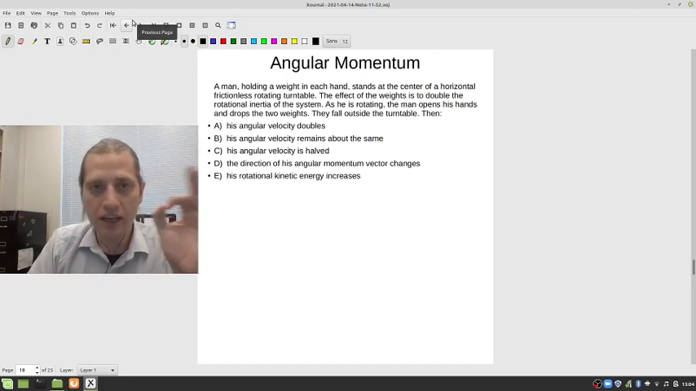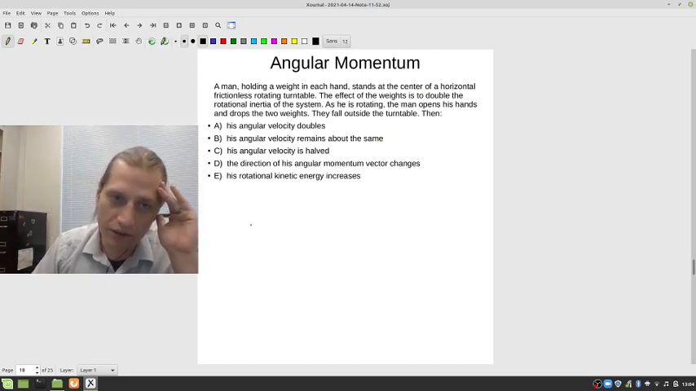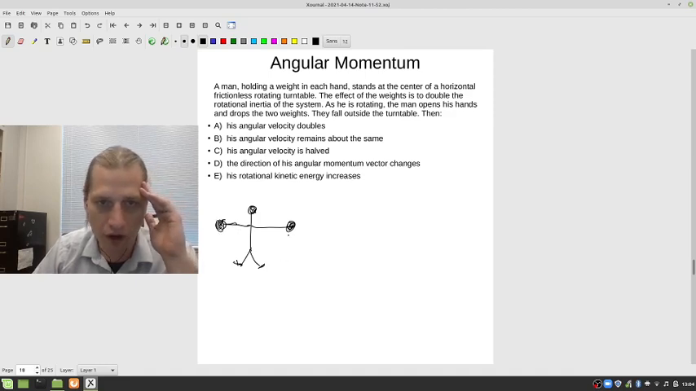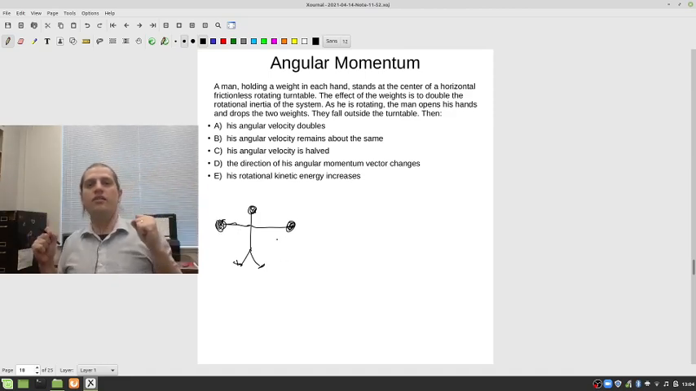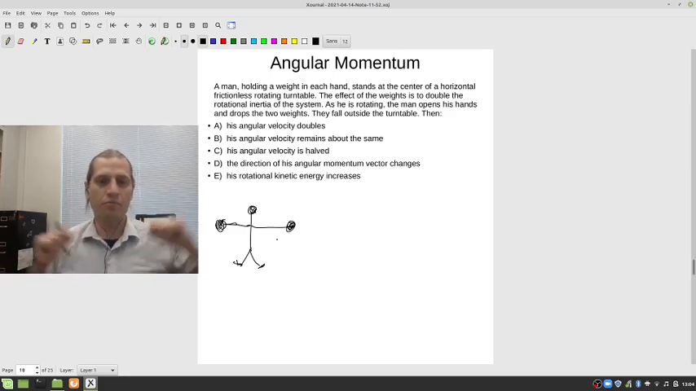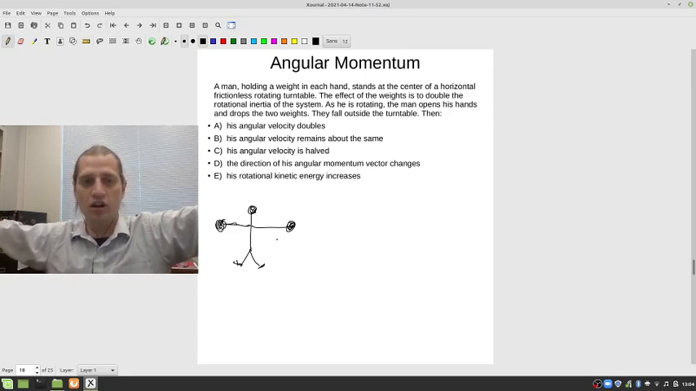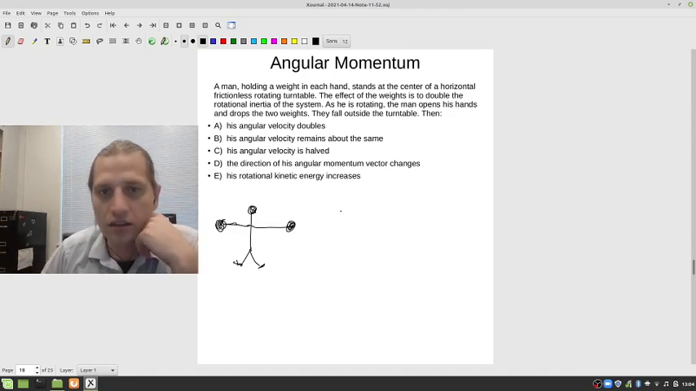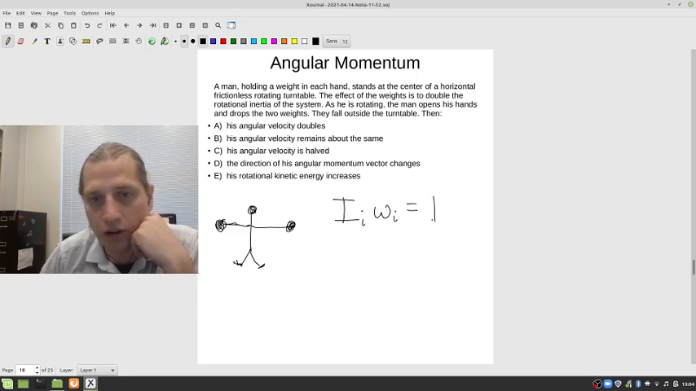All right, now finally, this angular momentum. Most of the problems that I have given you so far have been cases where, for instance, a fella has his arms raised out, and then he brings them in, reducing his rotational inertia, and then he speeds up, or pushes his arms out, increasing his rotational inertia, and then the rate of his spin slows down. And in those cases, the idea that you're using is I initial times omega initial equals I final omega final.